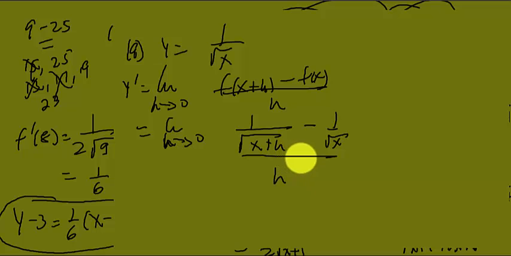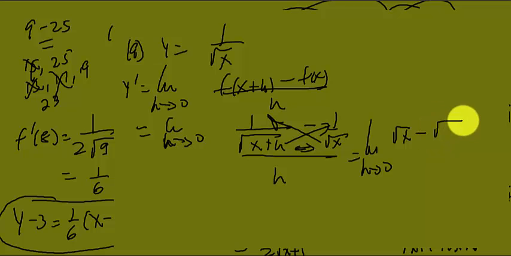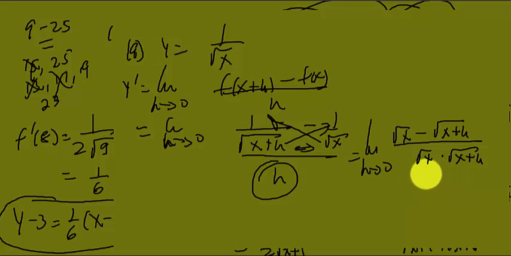I can use the ancient Indian secret on this one because it comes in handy. Multiply, multiply, and multiply. When I do that, I get the limit as h goes to 0 of rad x minus rad x plus h, and when I multiply the bottoms together, I get rad x times rad x plus h. And where does this h end up in this fraction? In the bottom. So I'm in trouble, because when I plug in 0, I have problems.